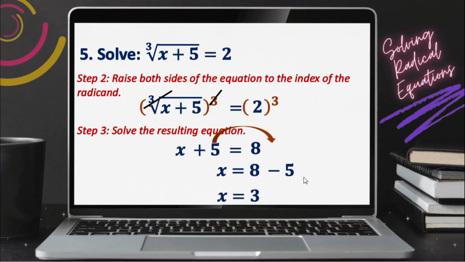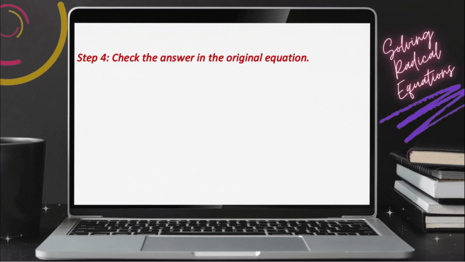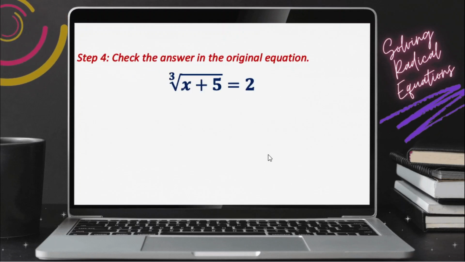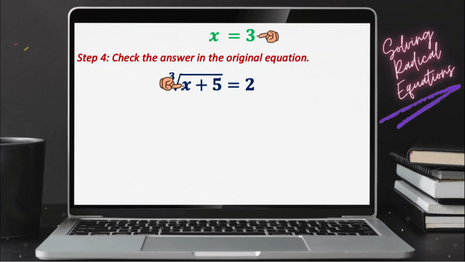So, 8 minus 5 is 3. Therefore, x is equal to 3. Step number 4: our original equation is the cube root of the binomial x plus 5 is equal to 2. Our obtained solution is x is equal to 3. So, let's substitute 3 for x.